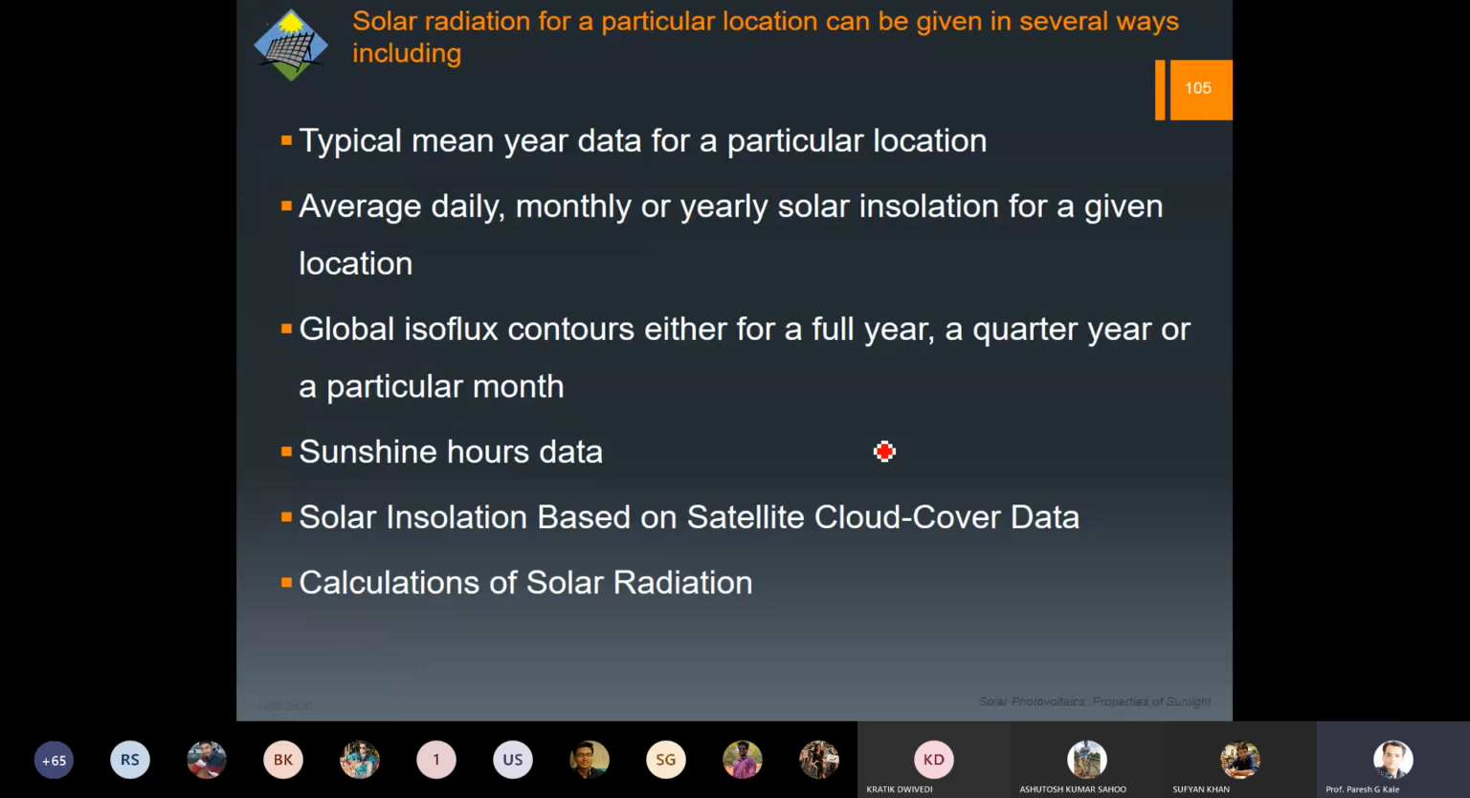Suppose you are using software. There are certain software like PVsyst or HOMER or even many power system design software. Now they have this data inbuilt. So whenever you pick a particular location, automatically this data is available to you.